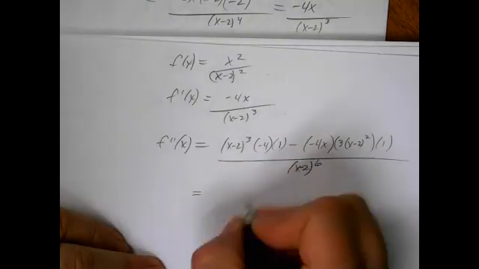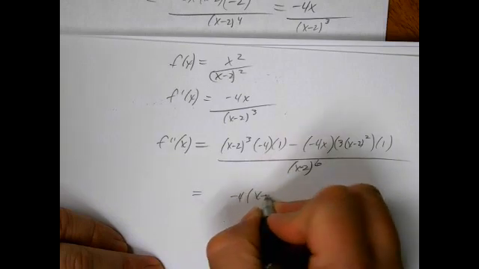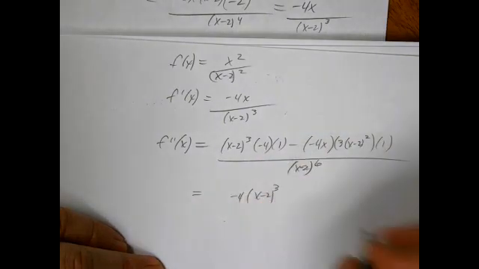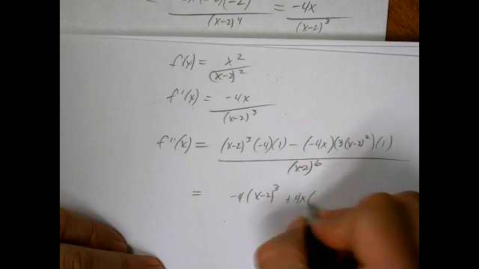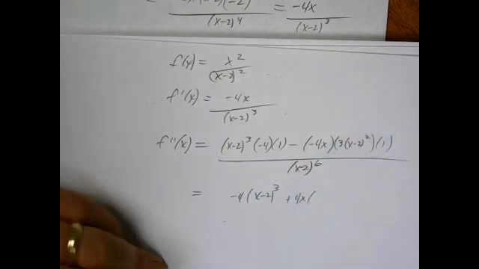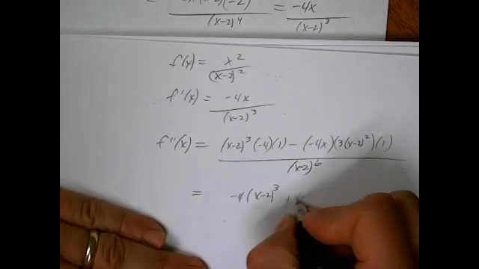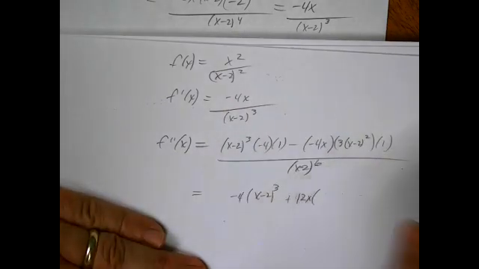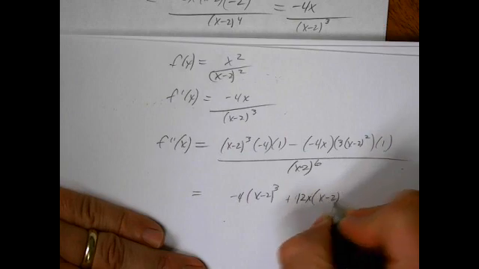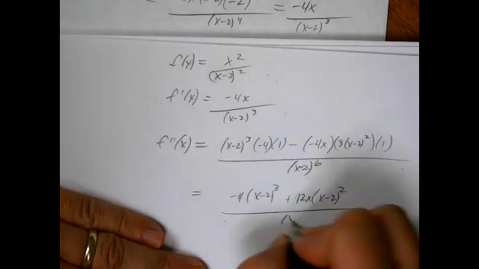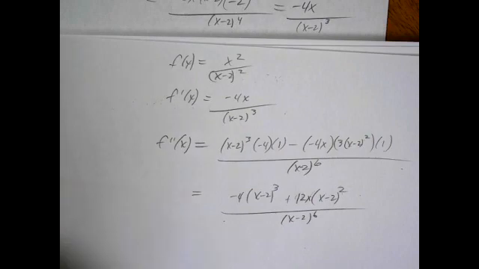Let's do this first. Negative 4 times the x minus 2 cubed. Two negatives make a positive. Oops, I missed that 3 for just a second. 4 times 3 is 12, and the x. And the x minus 2 squared all over the x minus 2 to the 6th power.